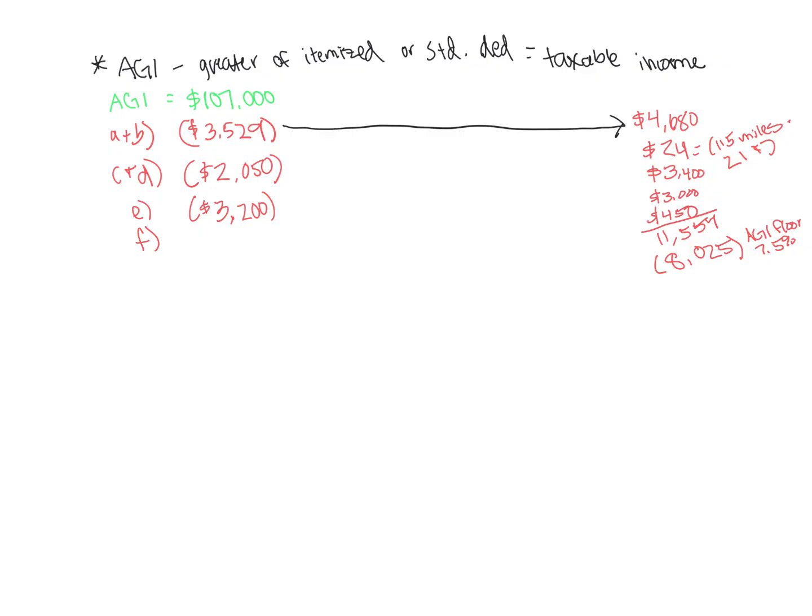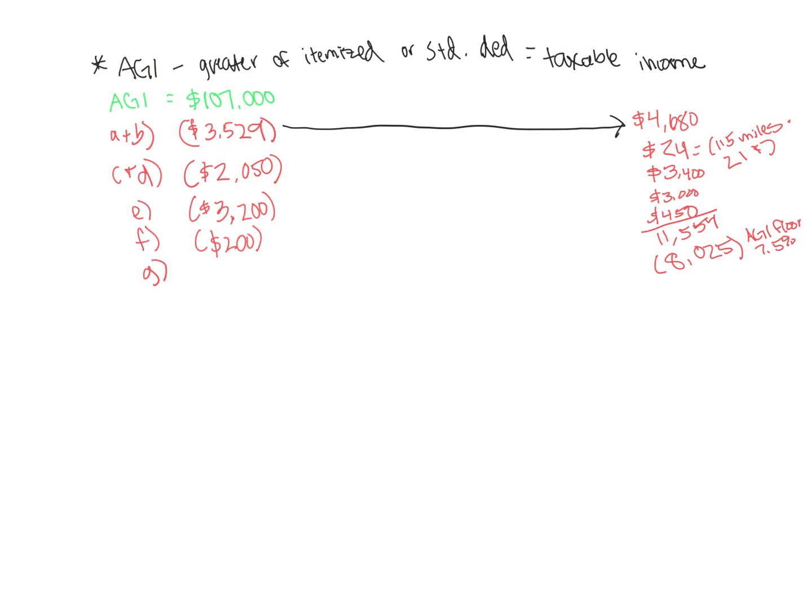So F says, Shauna paid $200 of property tax based on the state's estimate of the value of her car. So here, Shauna is allowed to include the full $200 as an itemized deduction because property taxes on personal property are allowed to be deducted from AGI as an itemized deduction.